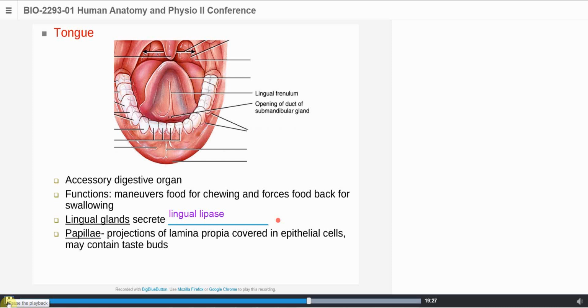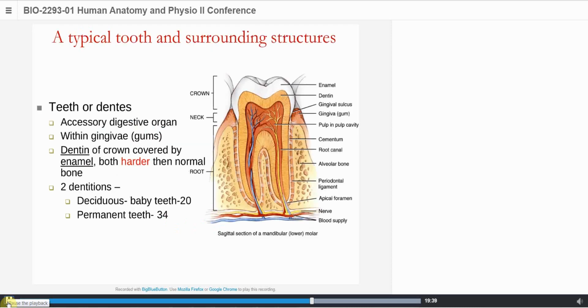The tongue also has those little bumpy things. Those are called papillae. That's when the lamina propria, remember that's the second layer, bumps up. And often those contain taste buds, which are pretty important to me. I'm not sure about you.